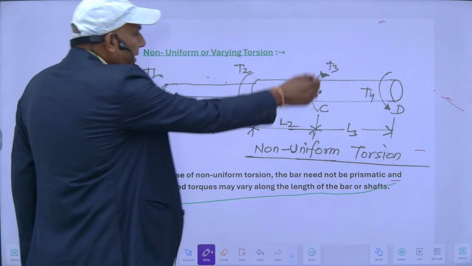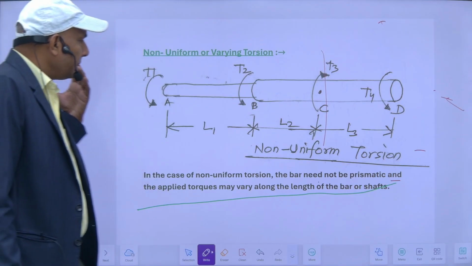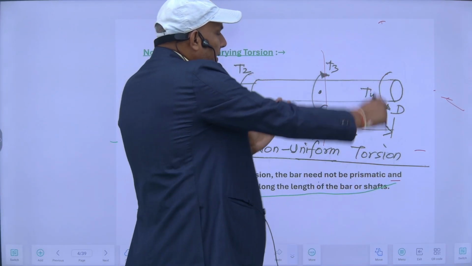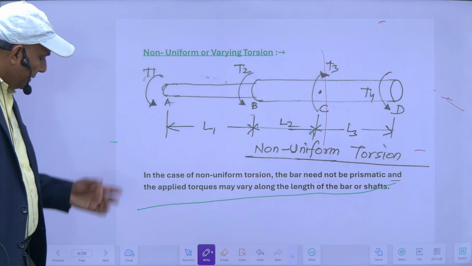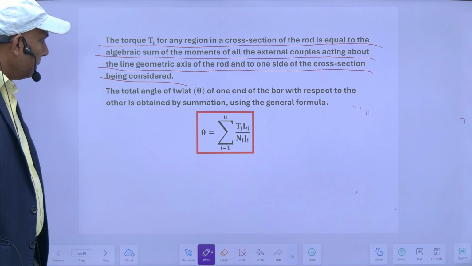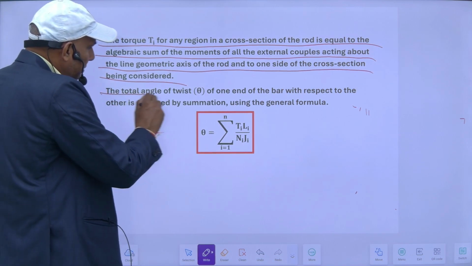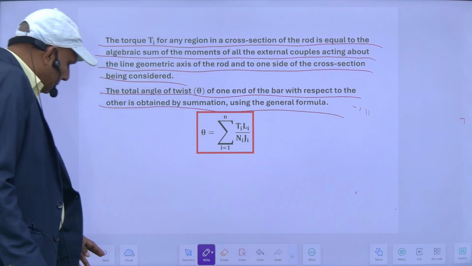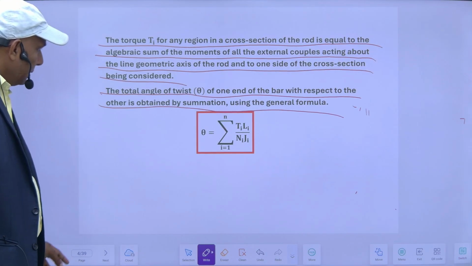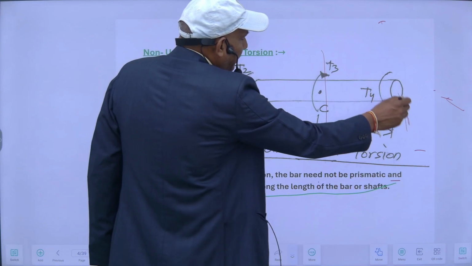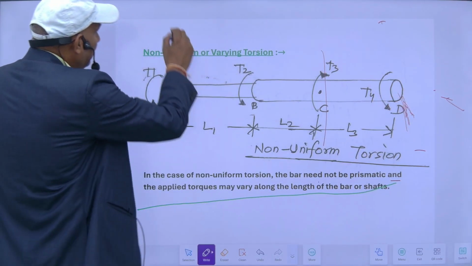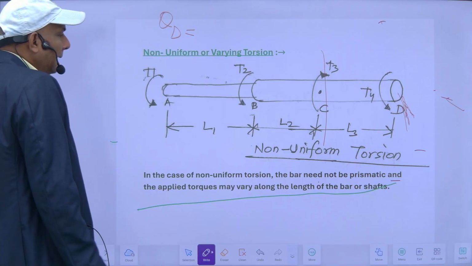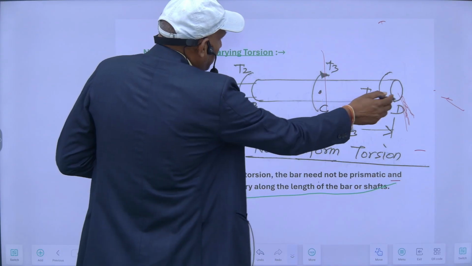If I want to know the torque here, that will be the algebraic sum of all the torques acting on this side, if I start from the left, or otherwise from the right side, whichever way. The total angle of twist of one end of the bar with respect to the other is obtained by summation. So the total angle of twist at this point D, theta D, will be equal to the algebraic sum of the angles of twist of all the portions.